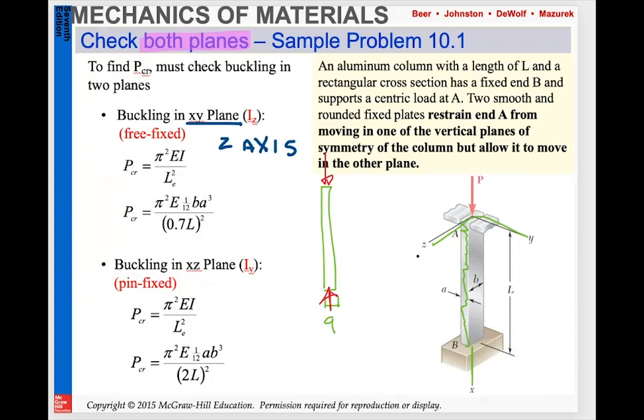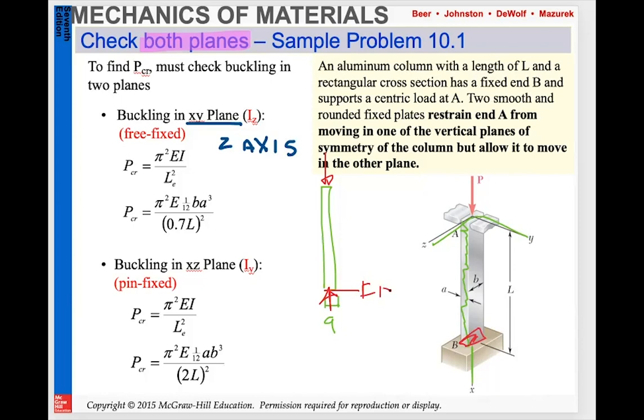And the other thing is looking at the end conditions. So one is making sure you look at both planes. The other one is you look at the end conditions. So you can sort of see at B, we have a fixed end. So it doesn't matter which plane, it's fixed in both ends. So in this particular case, we have a fixed end here.